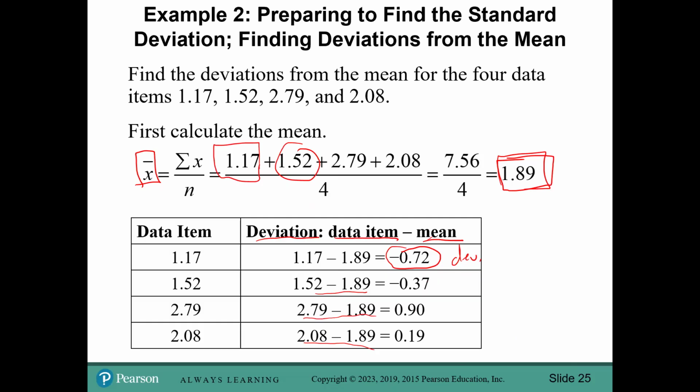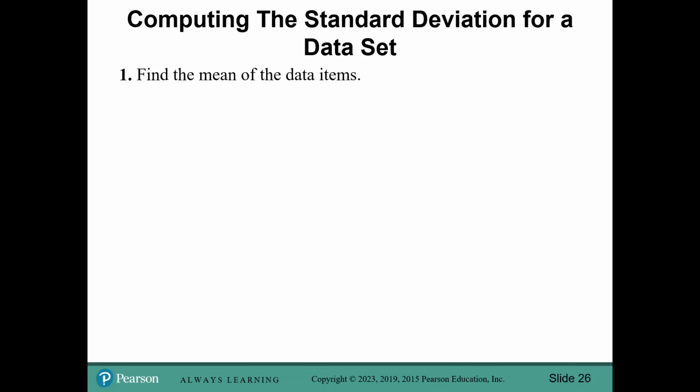Once we have those, we're ready to play around with the standard deviation for a data set. So in order to find the standard deviation, step by step here, the very first thing, find the mean. You need to know that X bar value, right? That means the mean.